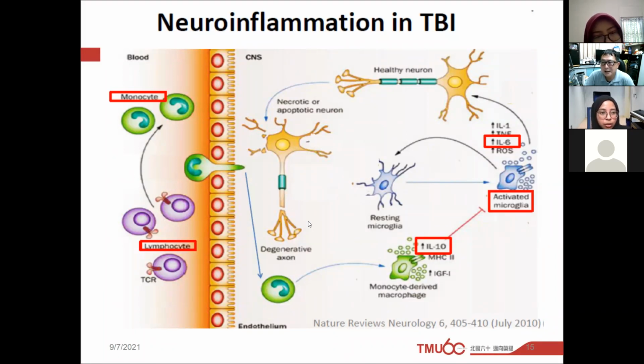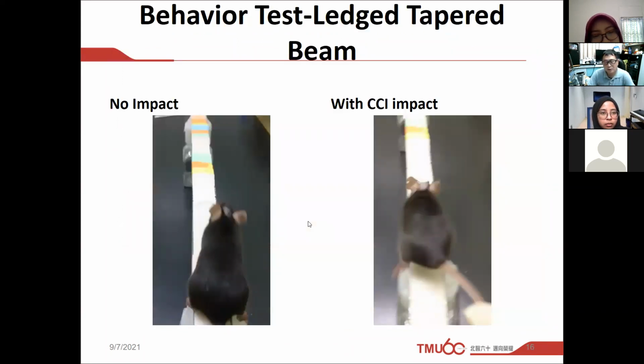So what happened? A lot of white cells in the serum will infiltrate into the tissue, so make a secondary injury. So in my previous study, we tried to use an antagonist to block secondary injury, prohibiting neutrophils, white cells, T cells, B cells from going into the brain.